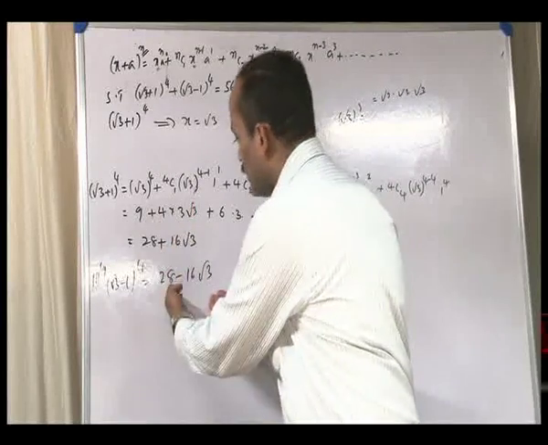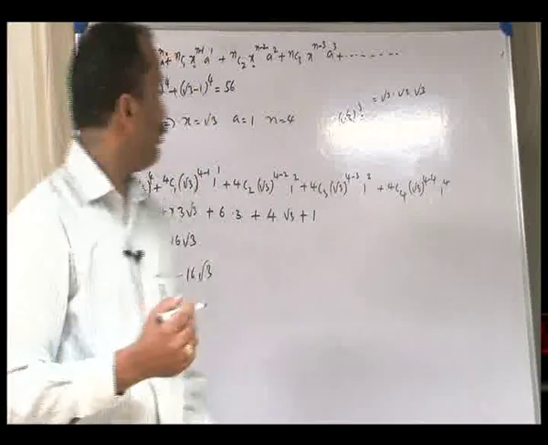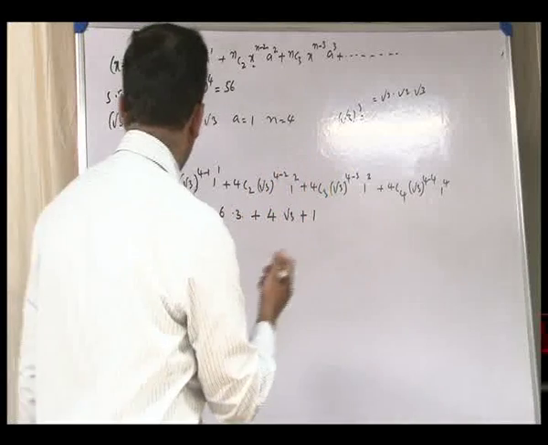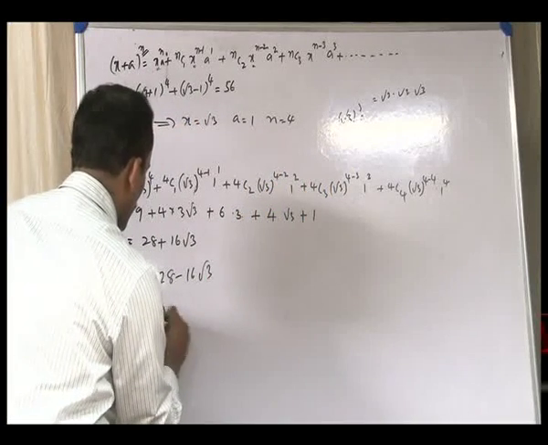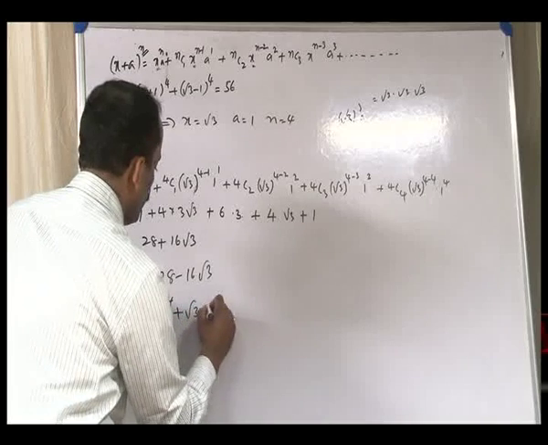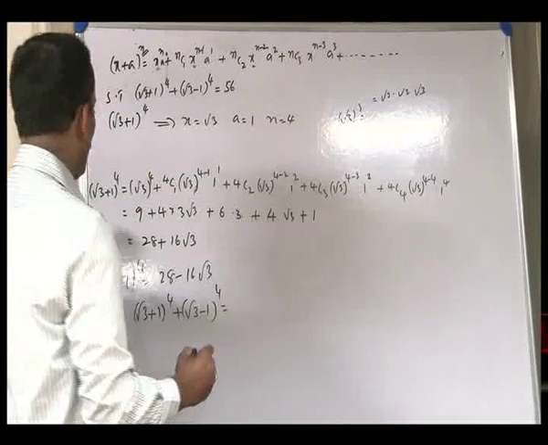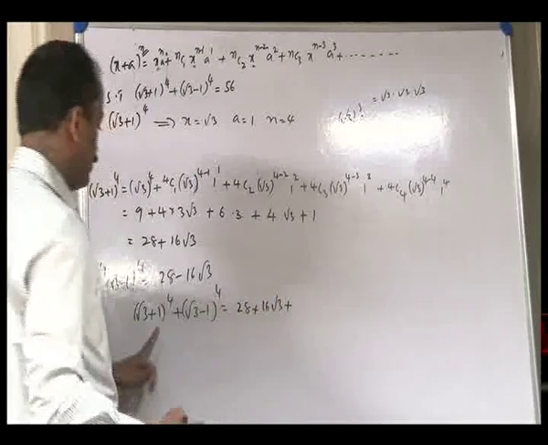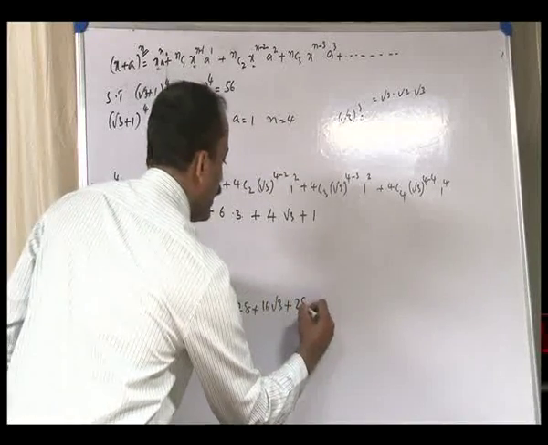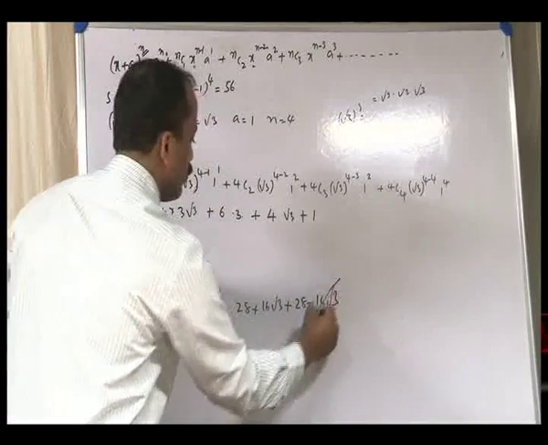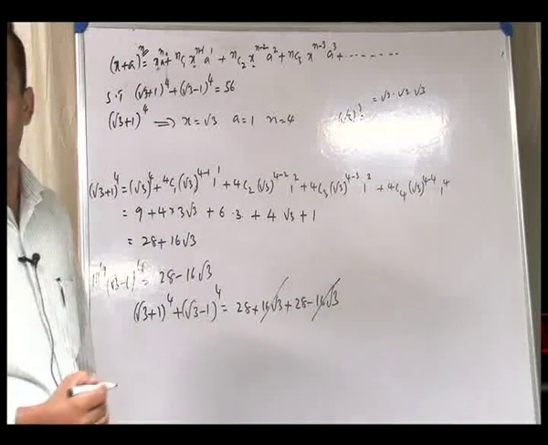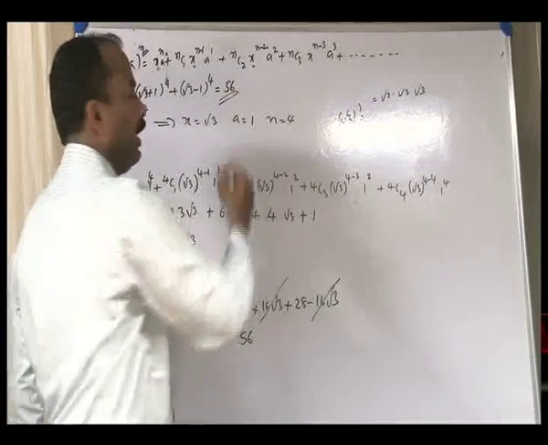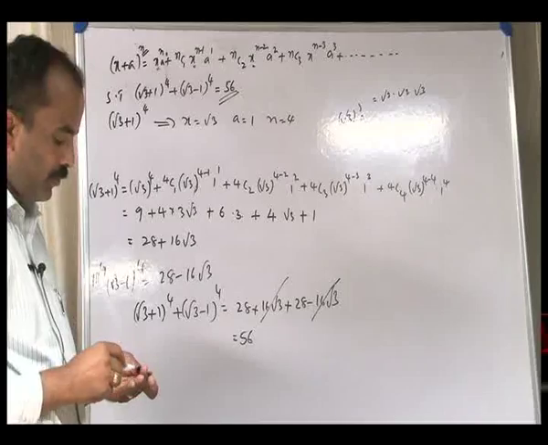Even if we expand, we get the same only. But the problem is what? (√3 + 1)^4 plus (√3 − 1)^4 is equal to 56. Now, what is (√3 + 1)^4? 28 plus 16√3, plus (√3 − 1)^4 which is 28 minus 16√3. The minus and plus 16√3 get cancelled. So 28 plus 28 is equal to 56. It is a numerical expansion.